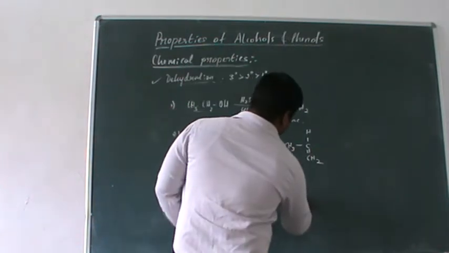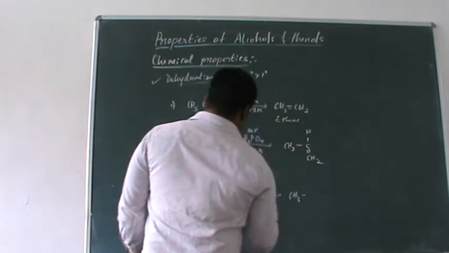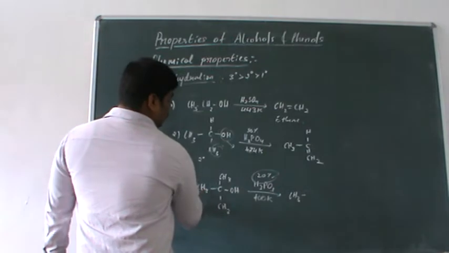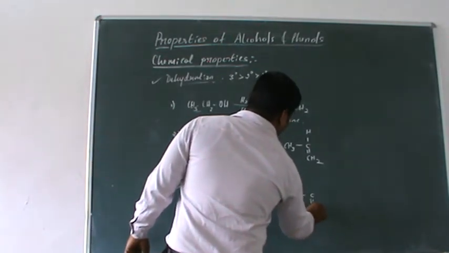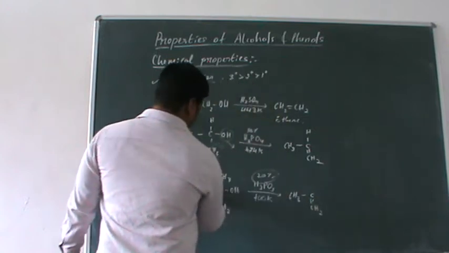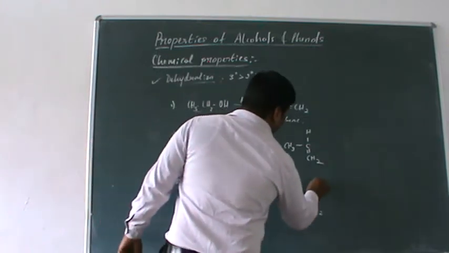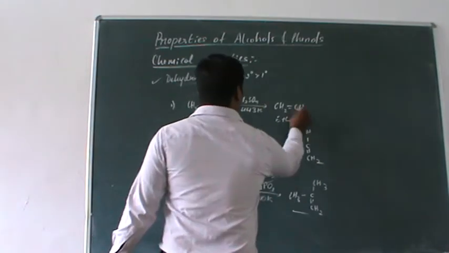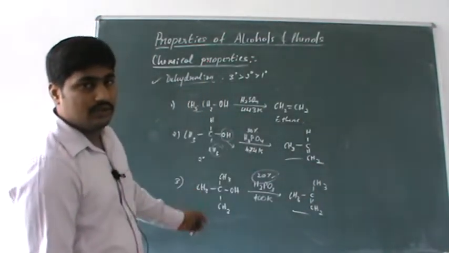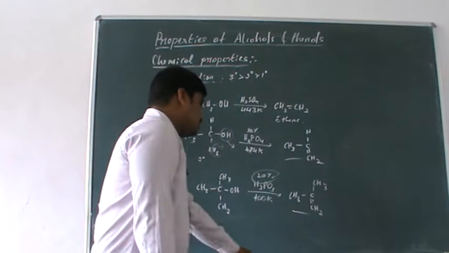And a double bond is generated between the carbon and any one of the CH3 groups. Consider the same thing: between these two carbons and the CH3. This is the product. Try to name these two products. This is the work for you.